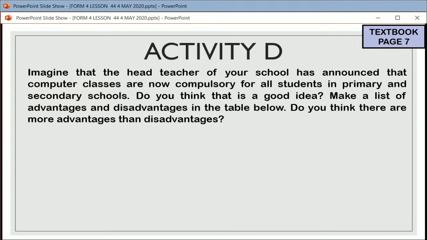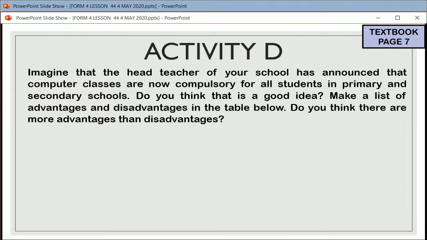Activity D. Looks like we're going to go over 1 hour, but it's okay. I hope you're okay with it if you want to learn. Imagine that the head teacher of your school has announced that computer classes are now compulsory for all students in primary and secondary schools, meaning the computer class, everybody, whether they are primary or secondary, must attend. Compulsory is wajib, must, okay? Do you think that is a good idea?